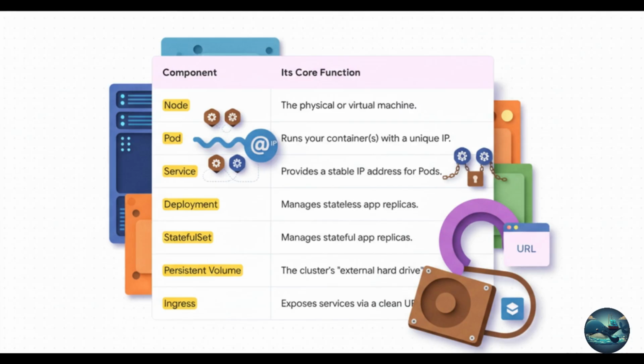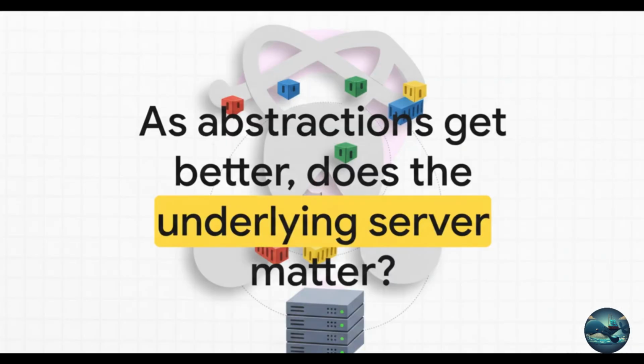See? Each piece solves a very specific problem, building on top of the last one. And that really brings us to the final, powerful idea here. Kubernetes is a story of abstraction, layer after layer. You start with a server, but you quickly learn to think in terms of nodes, then pods, then deployments. And as these abstractions get better and better, you have to wonder, does the underlying server even matter anymore? It's a question that is totally changing how we build and ship software.